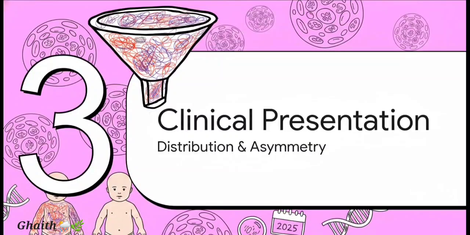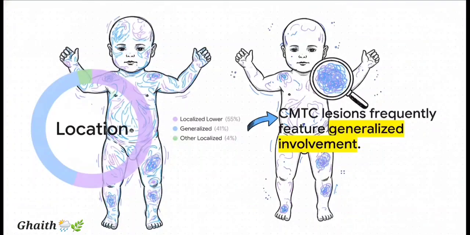Which brings us to Section 3, clinical presentation and asymmetry. The anatomical distribution here is really fascinating. It isn't always just a cute little patch on a leg. While 55% of cases are, in fact, localized primarily to the lower extremities, take a close look at that 41% stat. 41% of these neonates exhibit generalized involvement. That is a surprisingly high frequency. Generalized CMTC presents a massive clinical burden, sometimes even involving the mucous membranes, and it's going to drastically change your whole management approach.